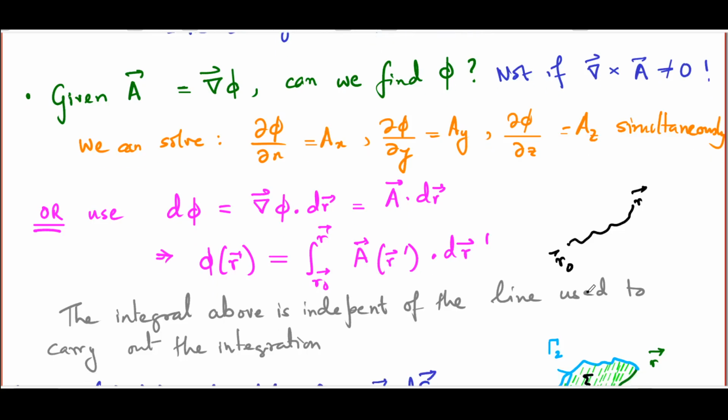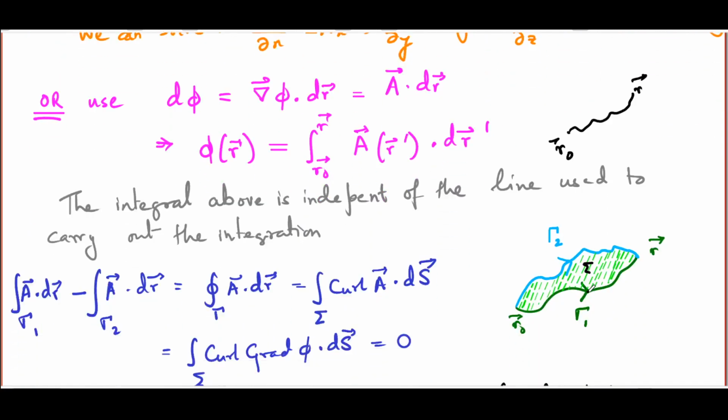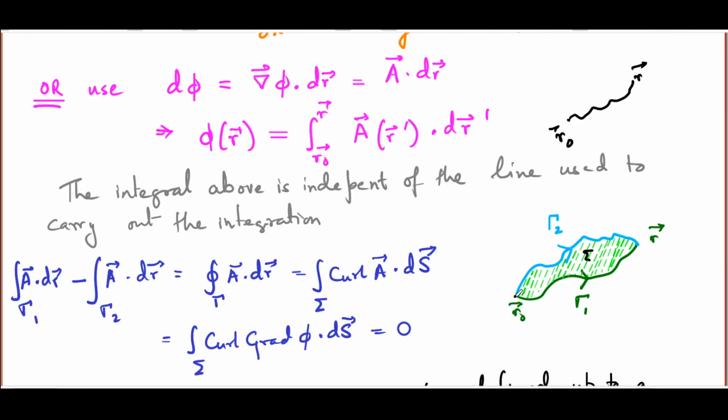The integral above happens to be independent of the line used to carry out the integration. So there is no non-uniqueness in phi of r coming from this source, that there are infinitely many paths. To see this, just consider a situation where you're integrating from r0 to r along two different paths, gamma 1 and gamma 2. And let's talk about the difference of these two quantities. I've written A dot dr here, but this should really be A(r') dot dr', since r is the unique vector which is taken to be the position vector of this endpoint.